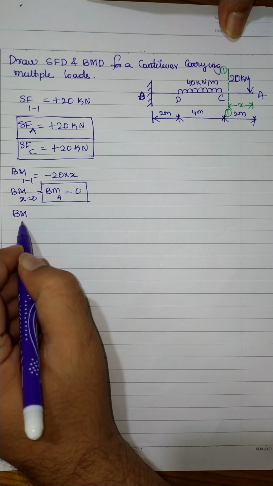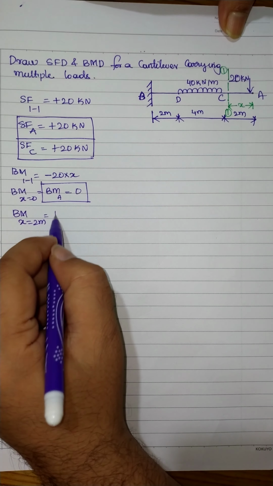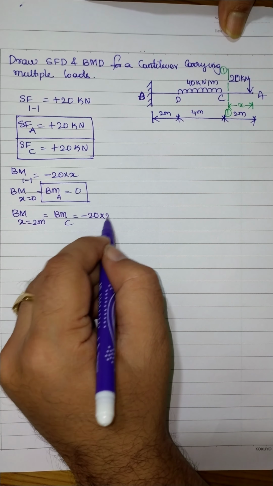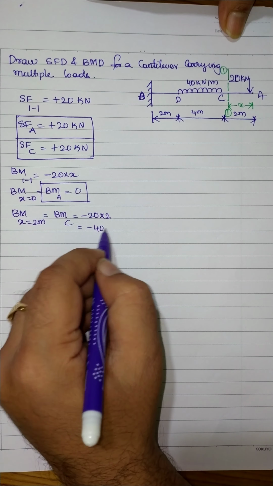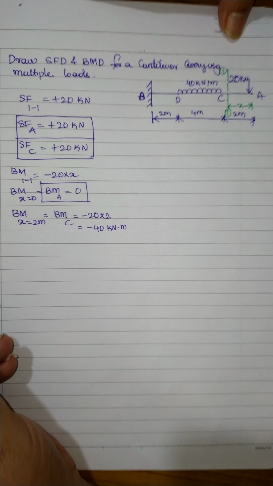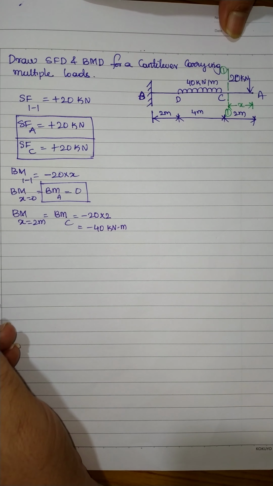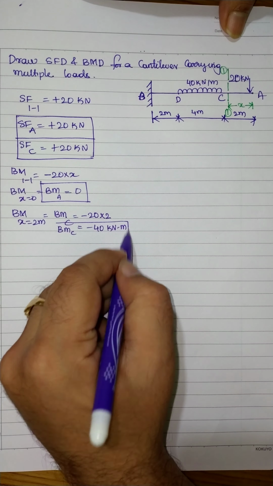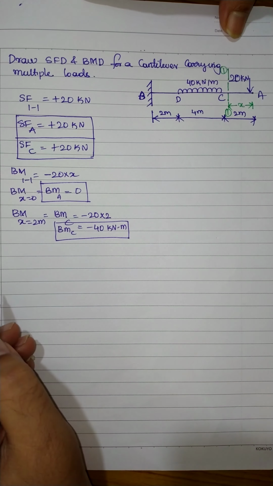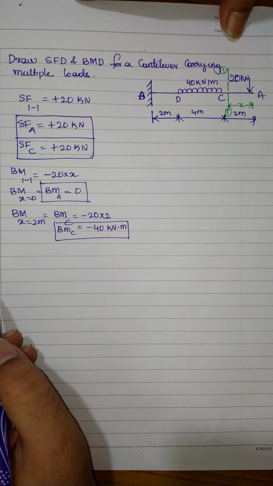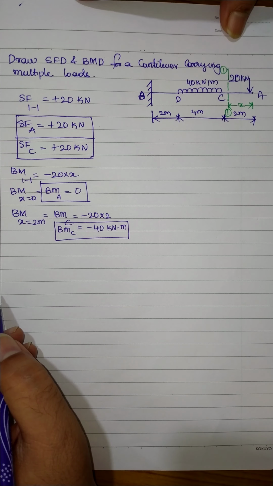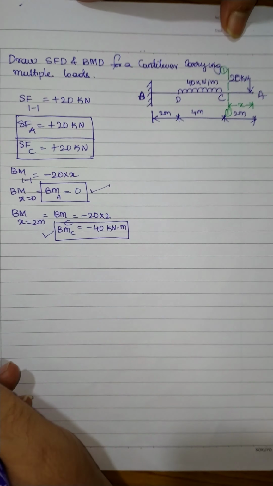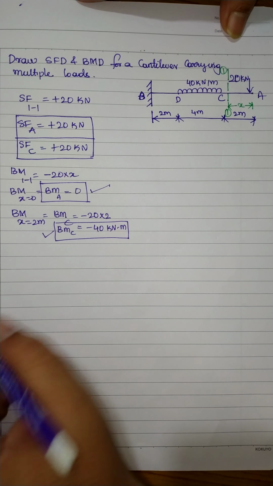Similarly, bending moment at any section x equal to 2 meter. That means bending moment at point C is equal to minus 20 multiplied by 2, which is minus 40 kilonewton meter. So bending moment at point C, we got the value as minus 40 kilonewton meter. Just remember these two values: bending moment at A is 0, bending moment at point C is equal to minus 40 kilonewton meter.